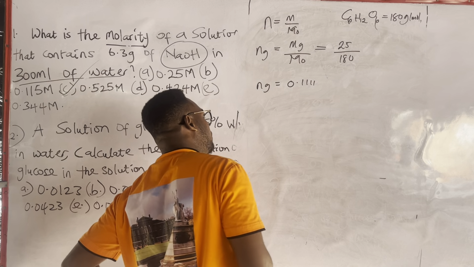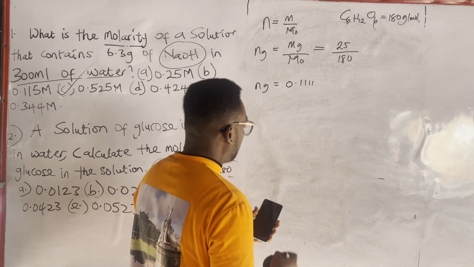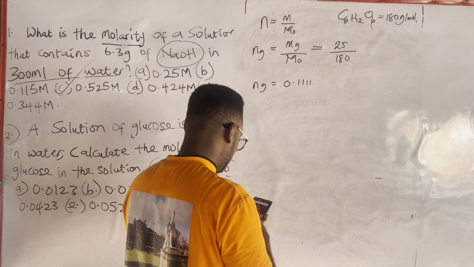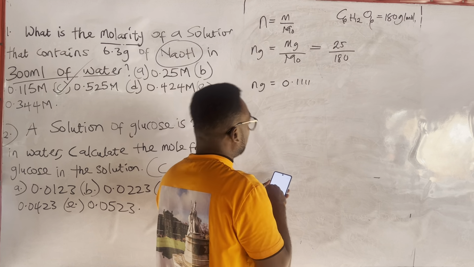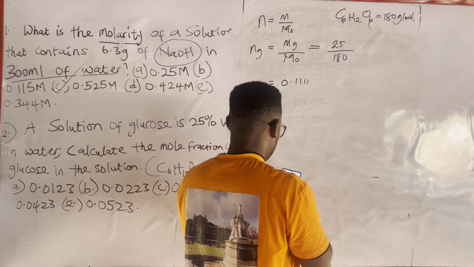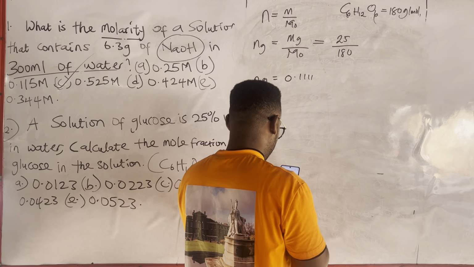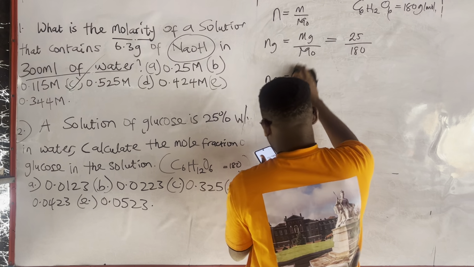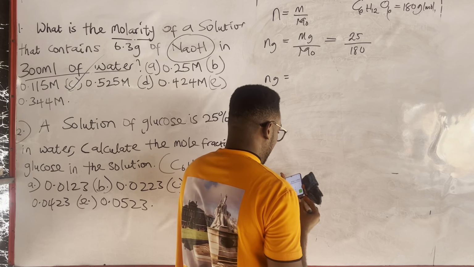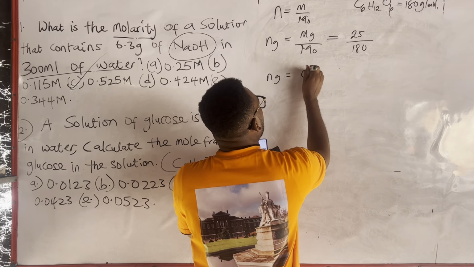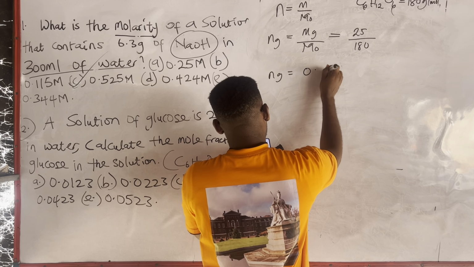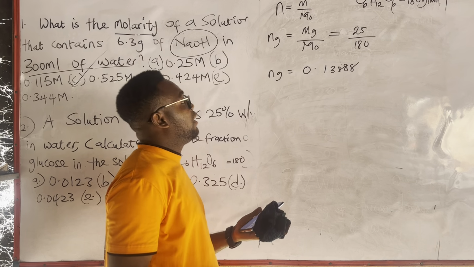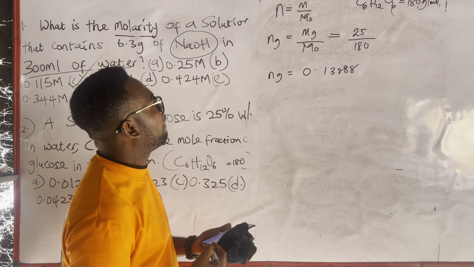All right. So let's check. Let's confirm that. So we have 25 divided by 180. Okay, 25 by 180. So we have 0.13888. So this is our number of mole of glucose.